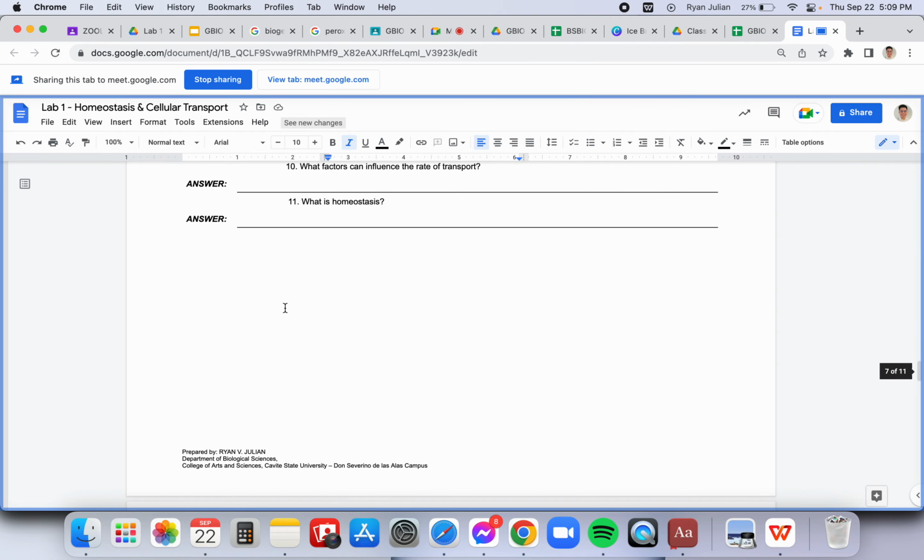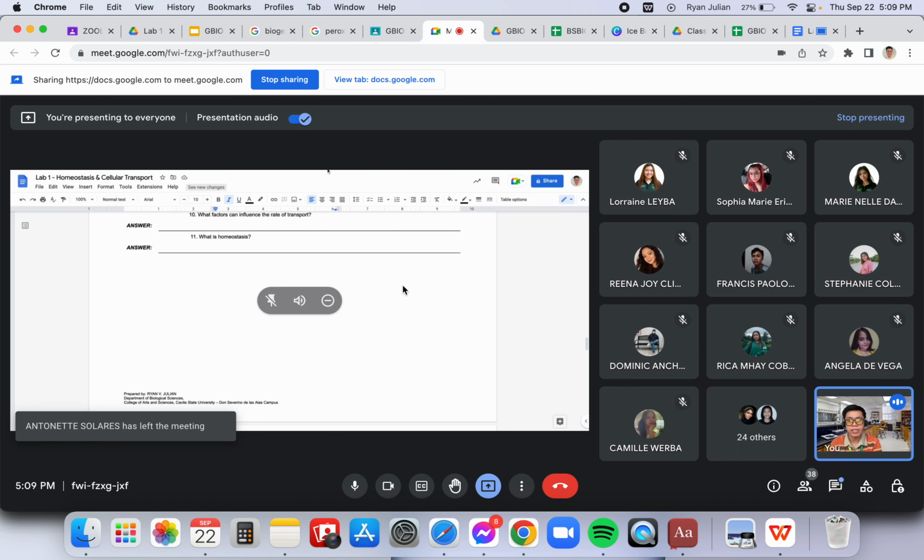Okay. May katanungan po ba before we proceed to the groupings? Clear po ba ang instructions, everyone?